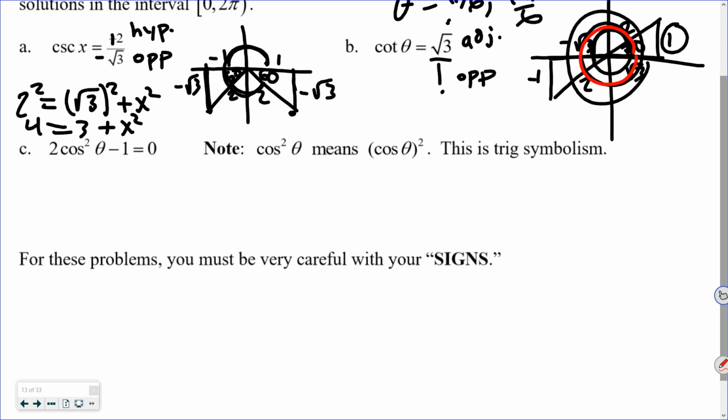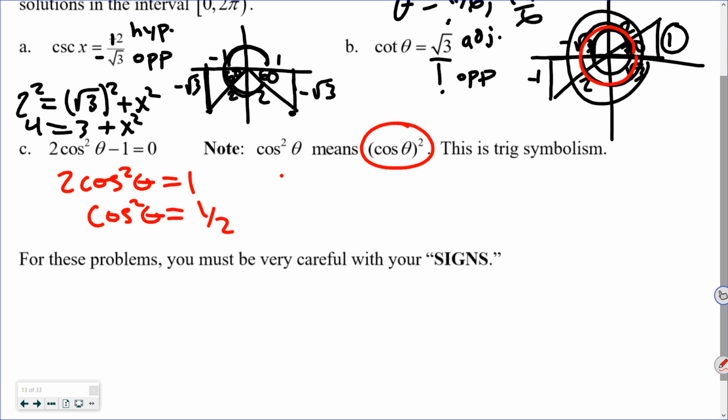Okay, we want to solve for the cosine squared. So I'm going to add the 1 over. 2 cosine squared of theta equals 1. Cosine squared of theta divided by 2 would be 1/2. Hopefully you remember this from last year. Cosine squared of theta means this. So this really means cosine of theta squared equals 1/2. So I've got to take the square root of both sides. So the cosine of theta equals square root of 1 over the square root of 2.